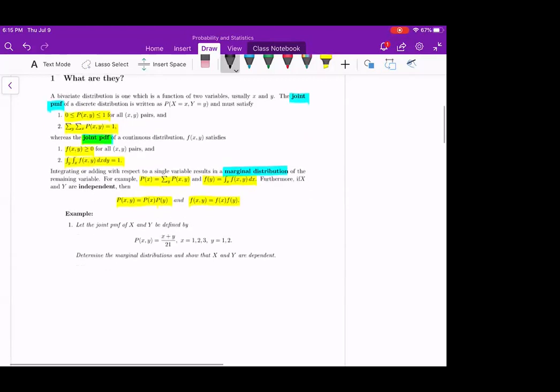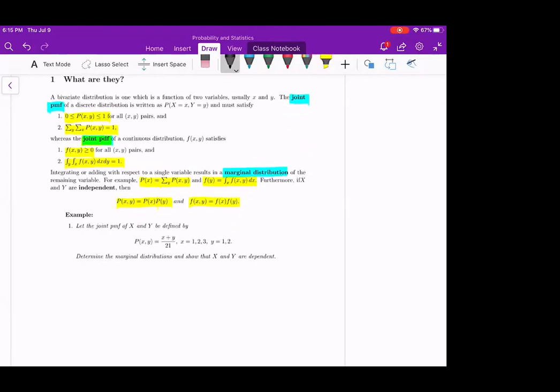In our first problem here, it says, let the joint PMF of X and Y be defined by this distribution, that the probability of X comma Y is given by X plus Y divided by 21. And X can take the values of 1, 2, and 3. Y only can be 1 and 2. Is this a discrete or a continuous distribution? Miku, how do you know it's discrete? Because they're all integers. Yeah, so you have a finite number of values for both X and Y. So this is a discrete distribution.